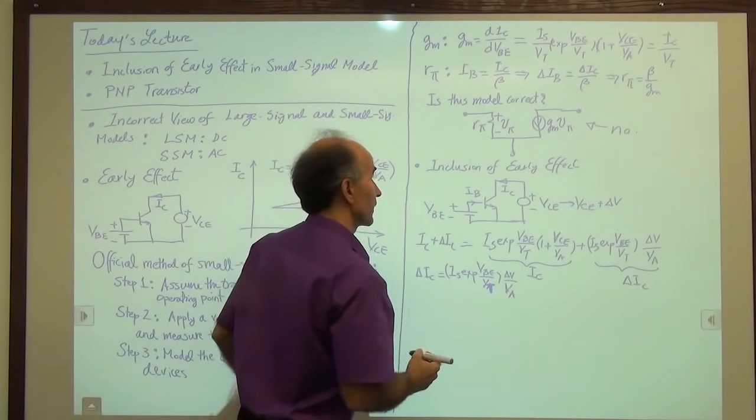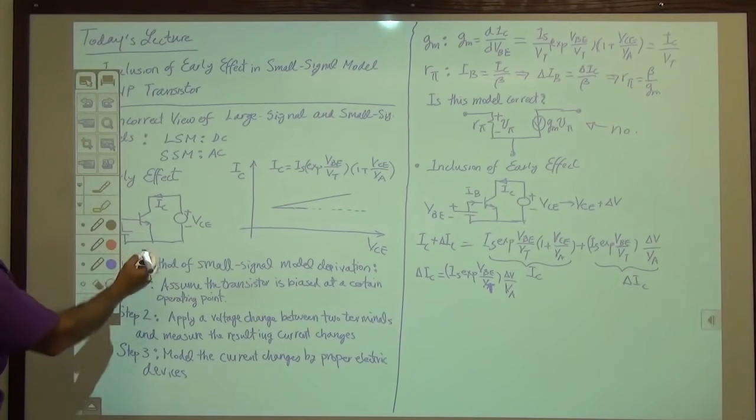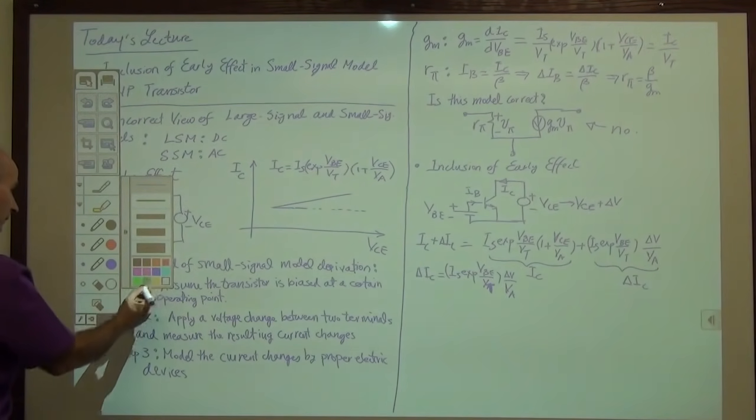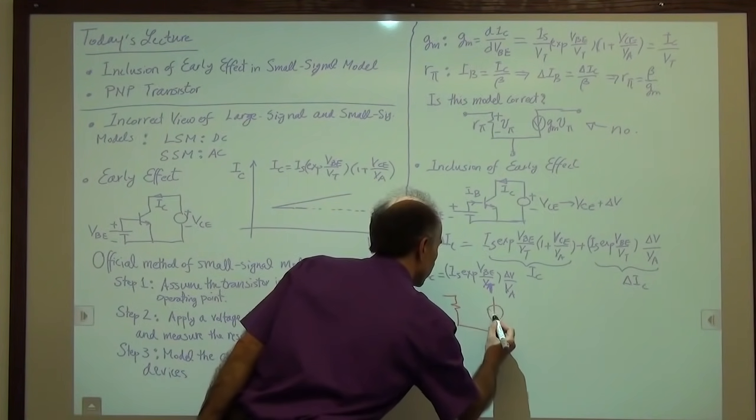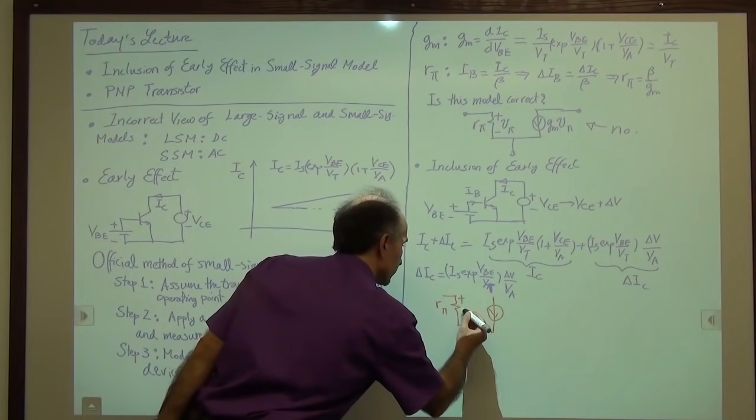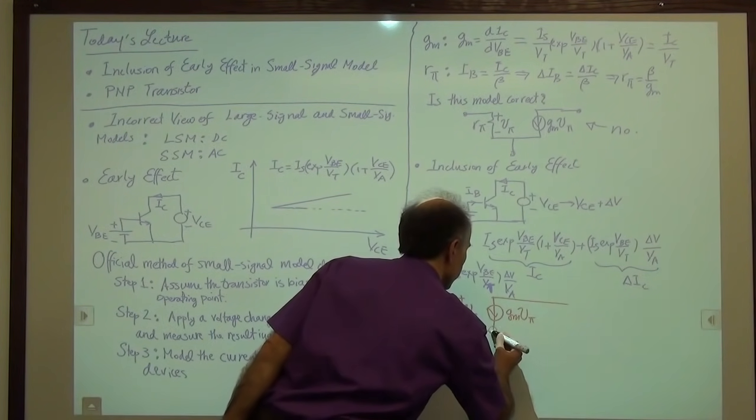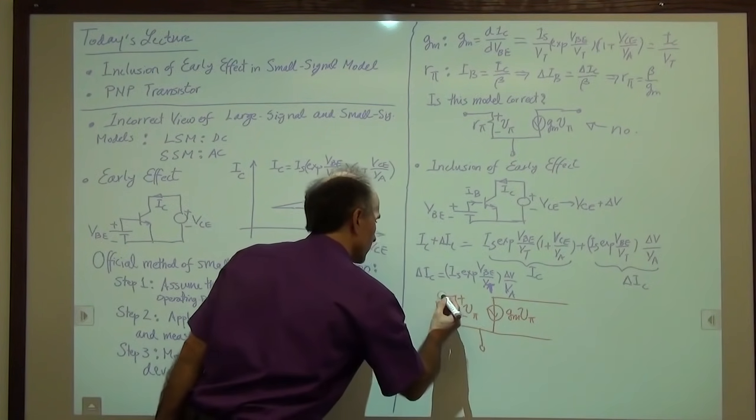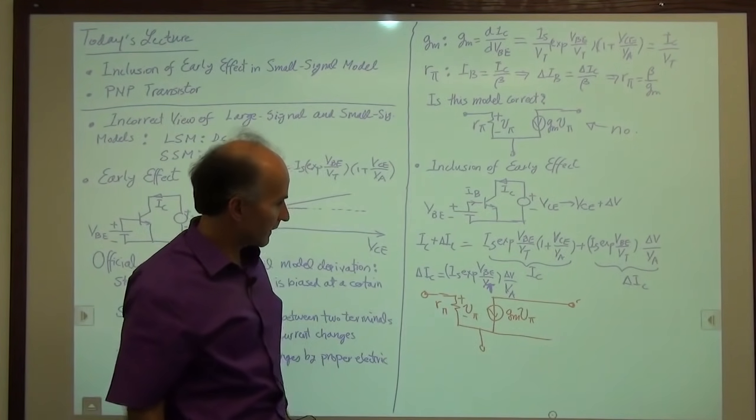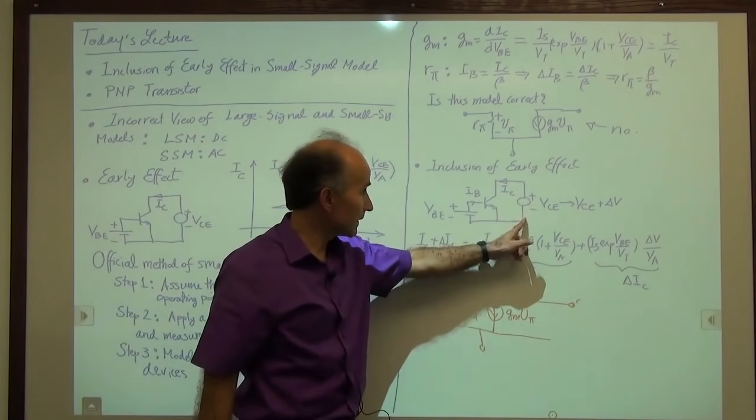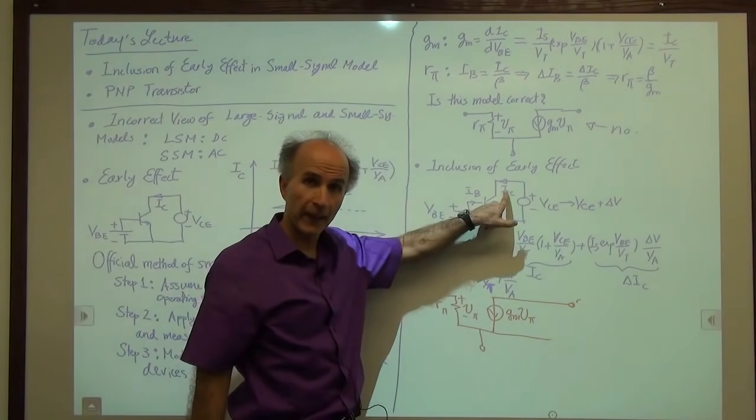So now the question is, can I go back to that small signal model and try to reflect this phenomenon in that model? So let's draw the small signal model again. Here's what we have: R pi, V pi, gm V pi, and this is the emitter, this is the base, this is the collector. And what we observe is that if the collector-emitter voltage changes, there's a current drawn. And the relationship between the increase in the current and the increase in the voltage is linear.